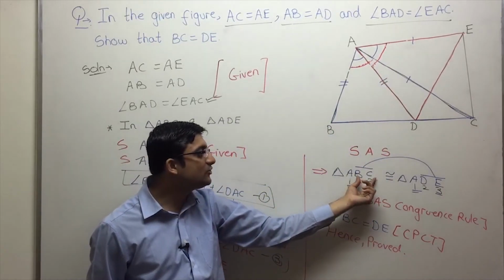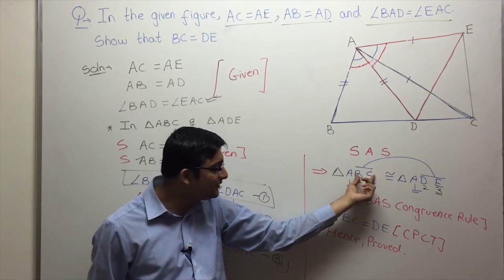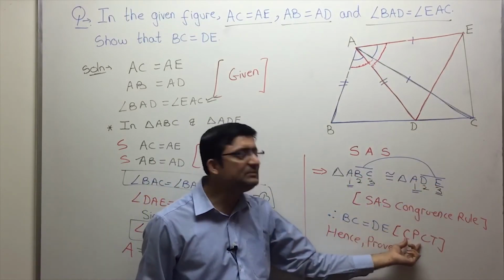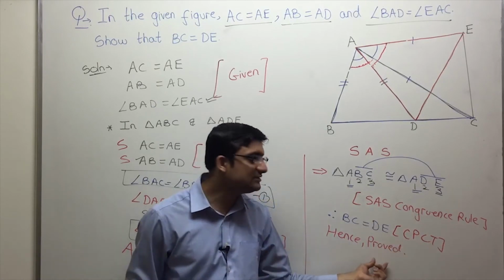Get the side corresponding to BC. BC is second and third letter here. It corresponds to second and third letter here, that is DE. So BC is equal to DE, CPCT, corresponding parts of congruent triangles, hence proved.